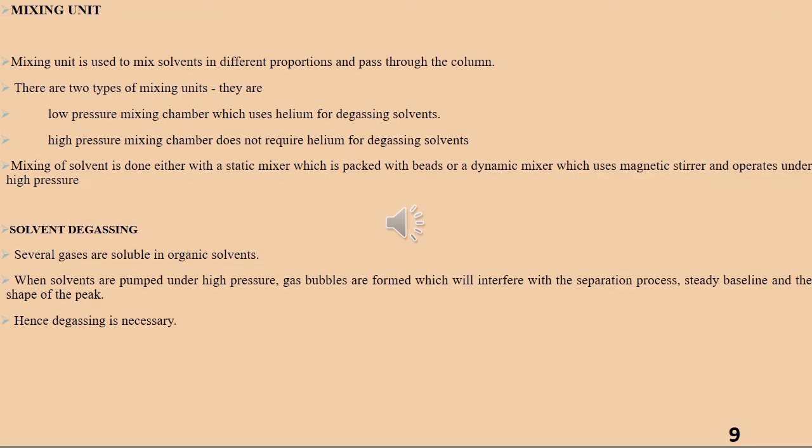Next is the mixing unit. The mixing unit is used to mix the solvent in different proportions and pass it through the column. There are two types of mixing unit: low pressure mixing chamber, which uses helium for degassing solvents, and high pressure mixing chamber, which does not require helium for degassing solvents. Mixing of solvent is done either with a static mixer, which is packed with beads, or a dynamic mixer, which uses a magnetic stirrer and operates under high pressure.